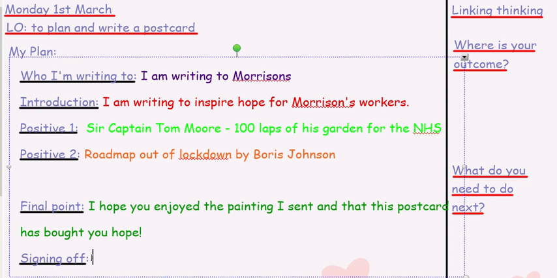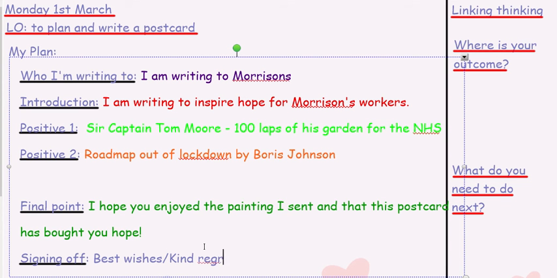If you're writing to somebody that you know, say a grown-up or a relative or a friend, then you might want to put something like best wishes. Can you think of any other sign-off things that you could write at the bottom of a postcard if you don't know someone that well? Pause the video now and have a think.